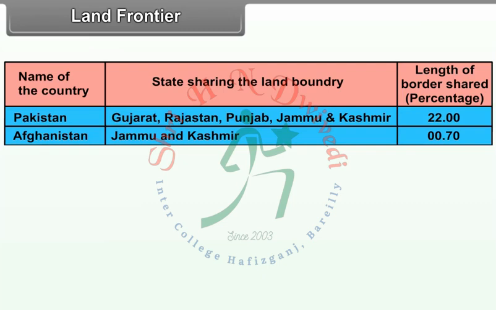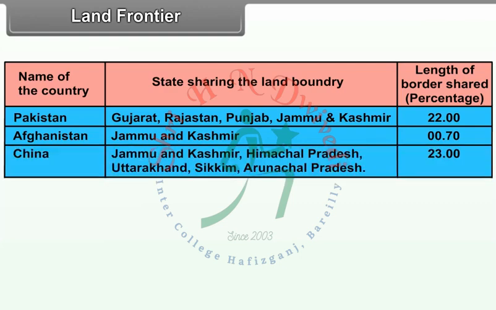Afghanistan: Jammu and Kashmir, 0.70%. China: Jammu and Kashmir, Himachal Pradesh, Uttarakhand, Sikkim, Arunachal Pradesh, 23%.